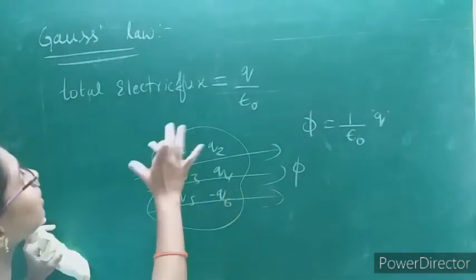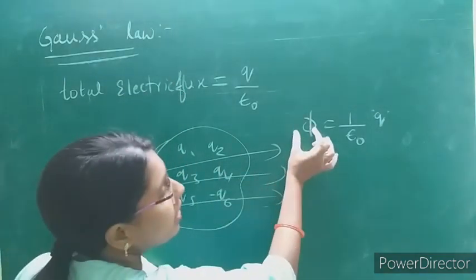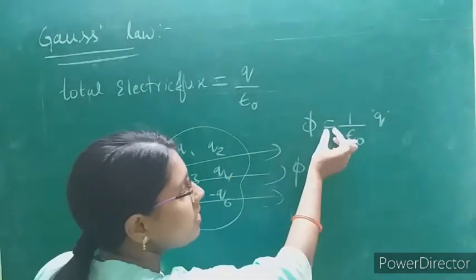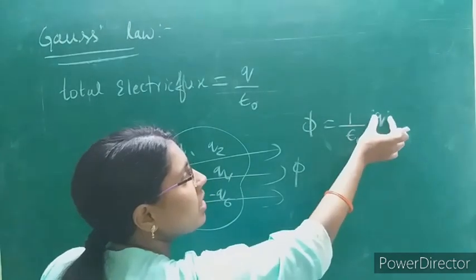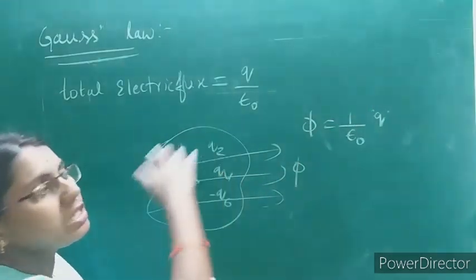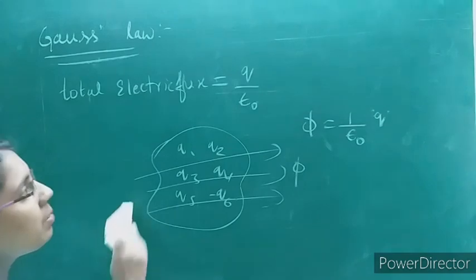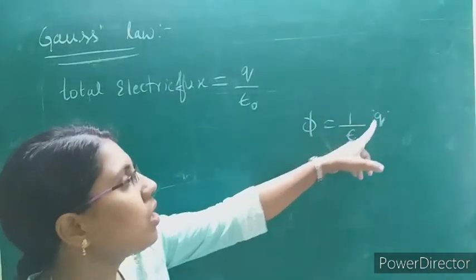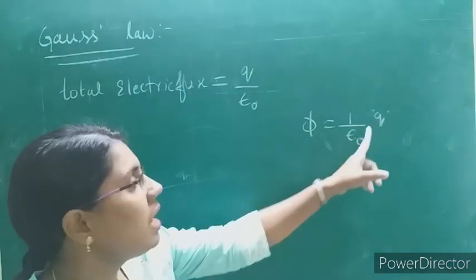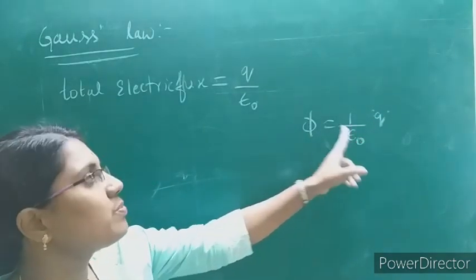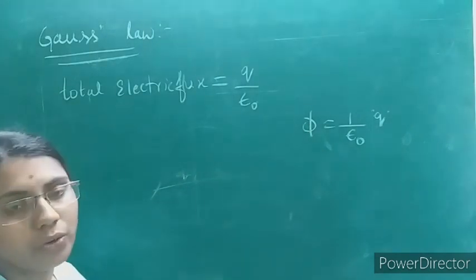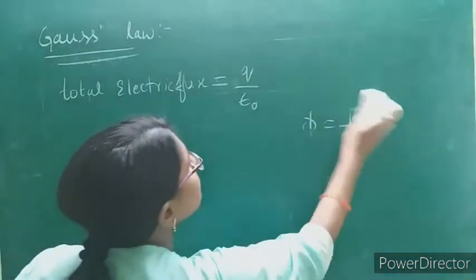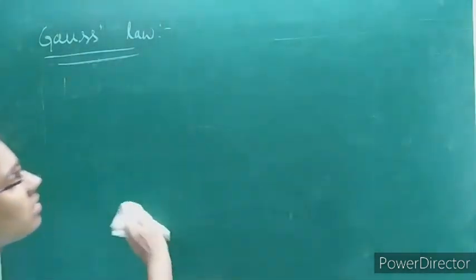So we can also say Gauss law as: the total electric flux passing through a closed surface is always equal to 1 by epsilon naught times the total charge enclosed by that surface. Mathematically it can be written as phi is equal to Q by epsilon naught. Here Q is the total charge enclosed, epsilon naught is the permittivity of free space, and phi is the total electric flux. Now let me move on to deduce, I mean prove, this Gauss law.